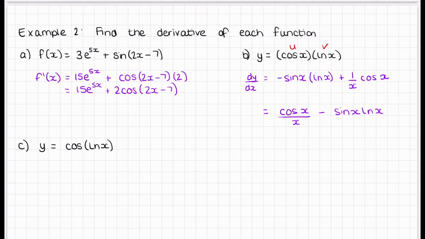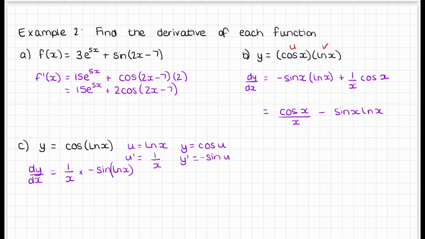And then C, y equals cos of ln x, so this will be a chain rule, something inside something else. Remember, u would be the inside, y is the outside, derivative of each, and then for chain rule, multiply those together. So 1 on x multiplied by negative sine of u, put u back in, which is ln x, and then we can just simplify that, so it'll be negative sine of ln x all on x.